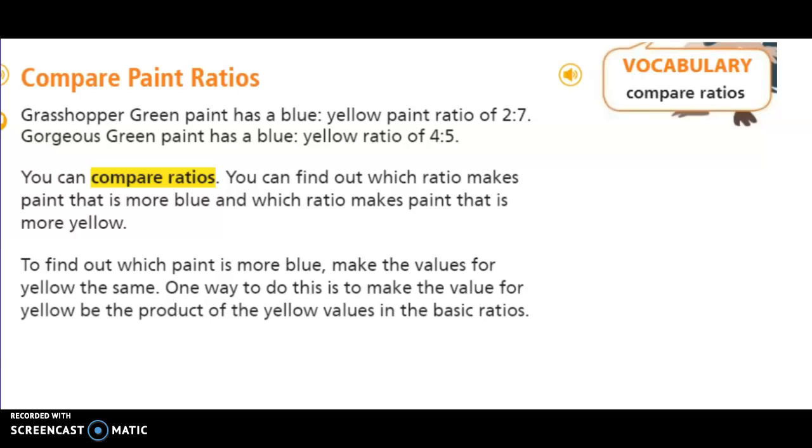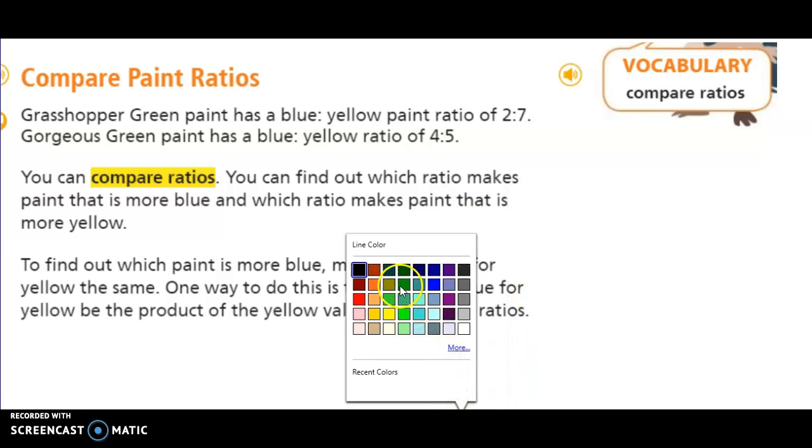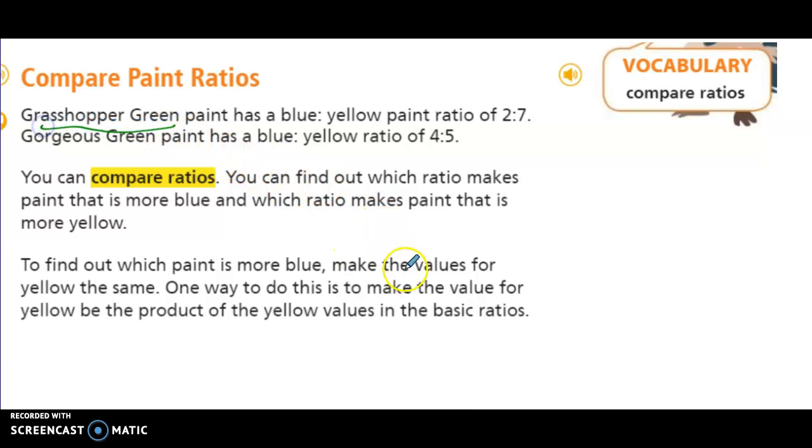Grasshopper green is made by mixing 2 parts blue to 7 parts yellow. Notice this is the amount that's blue. This is the amount that's yellow. Okay, and blue and yellow make green, so I'll use kind of a green pen here. So to make grasshopper green, we have 2 parts blue and 7 parts yellow. To make gorgeous green, we have 4 parts blue and 5 parts yellow to get a little different shade.